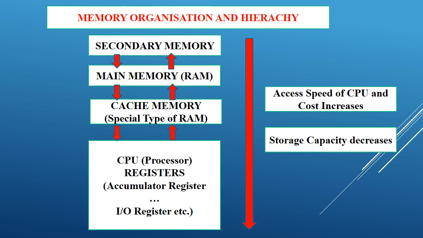Cache memory is placed between the main memory and the processor, the CPU, to increase the speed of accessing. So if you see in this diagram, going down, that is from secondary memory to main memory to cache to processor.